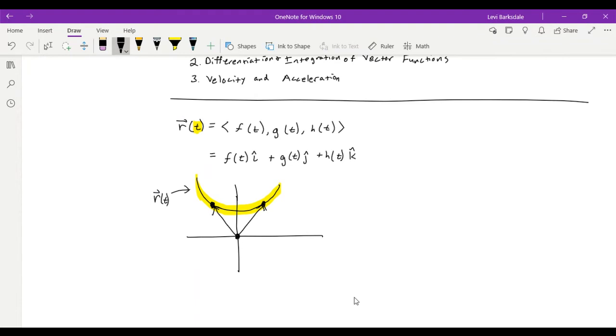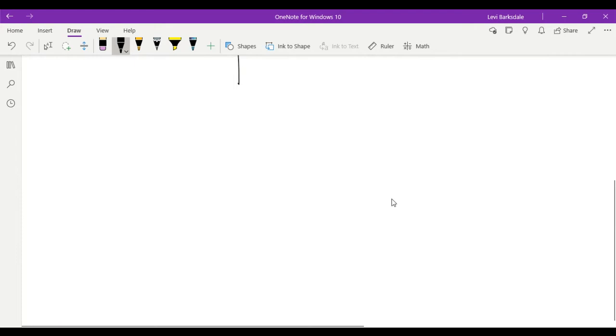Because you can trace it out in a direction, vector valued functions do have a direction, just like parametric curves. And you'll actually see that there's a lot of similarities between vector valued functions and parametric curves. So let's get into a little bit of the nitty-gritty of vector valued functions.